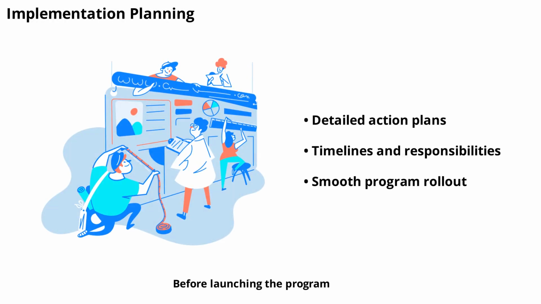Before launching the program, detailed implementation planning takes place. This includes setting timelines, assigning responsibilities, and developing procedures. Agencies create action plans that outline how the program will be rolled out, monitored, and evaluated. Effective planning helps prevent delays and ensures that everyone involved knows their role. This stage sets the foundation for a smooth and successful launch.